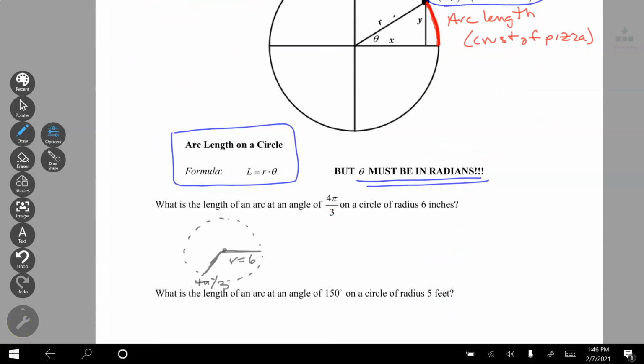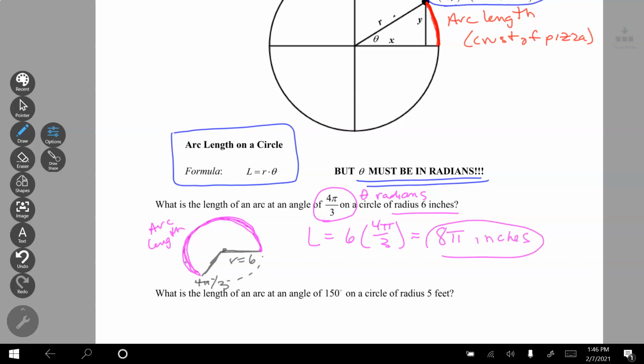So I want to figure out this arc length of an angle 4 pi over 3 on a radius of 6 inches. Well, here's my radius of 6. Look at this theta. This theta is in radians, which makes my life easier. I don't have to do anything with it. Remember, 4 pi over 3 we said was in quadrant 3. So from here to here, I'm trying to figure out this arc length. My arc length is equal to my radius of 6 times my angle of 4 pi over 3. I get 8 pi. Don't forget your unit. In this case, it is inches.